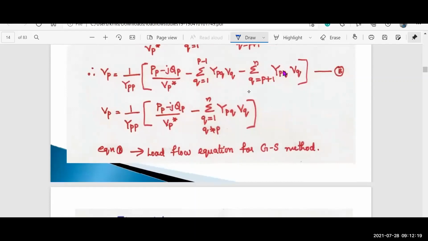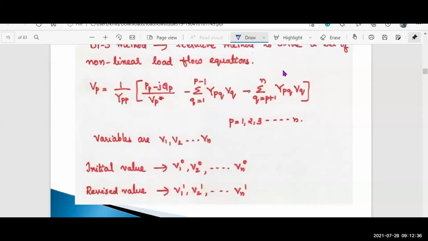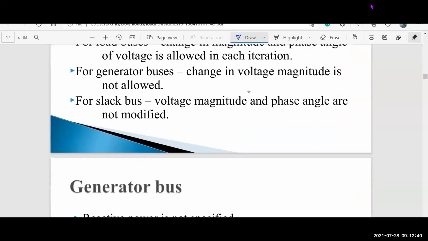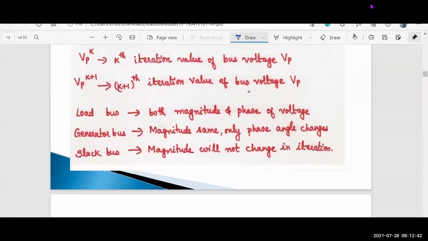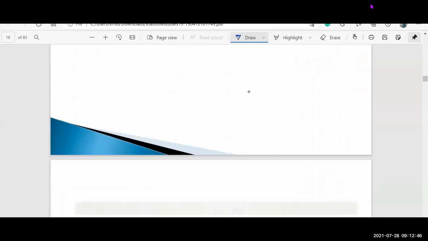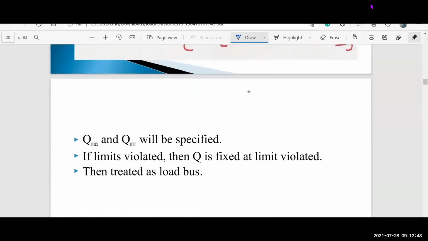So the final equation you get is in this particular format. This is the load flow equation for the GS method format. We'll see the numericals, and we'll come into that.